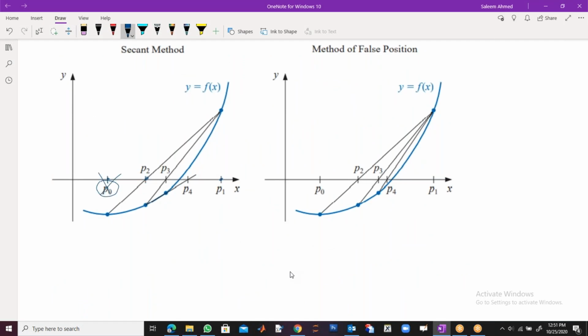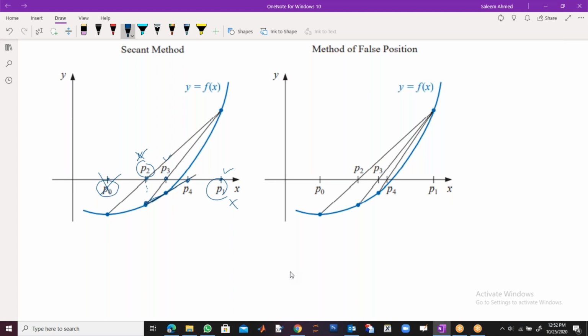Now we will ignore this one and I take P1 and P2. P2 is this point and P1 is my old point. So I will again draw a secant line from P1 and P2 to get this P3. Now I take P2 and P3, right? We take the previous. If I draw the secant line, I have to extend it to get to this one. This is my P4. Now I will drop this and take P3 and P4.